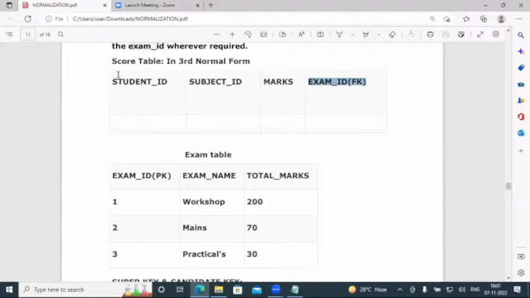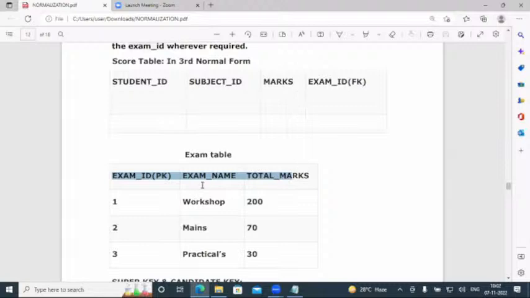Now in this score table, do you have any transitive dependency columns? Having this? Having this? No. In this, do you have any transitive dependency columns? No, because what is there? Primary key. So that means this is a fully dependent table. No transitives.